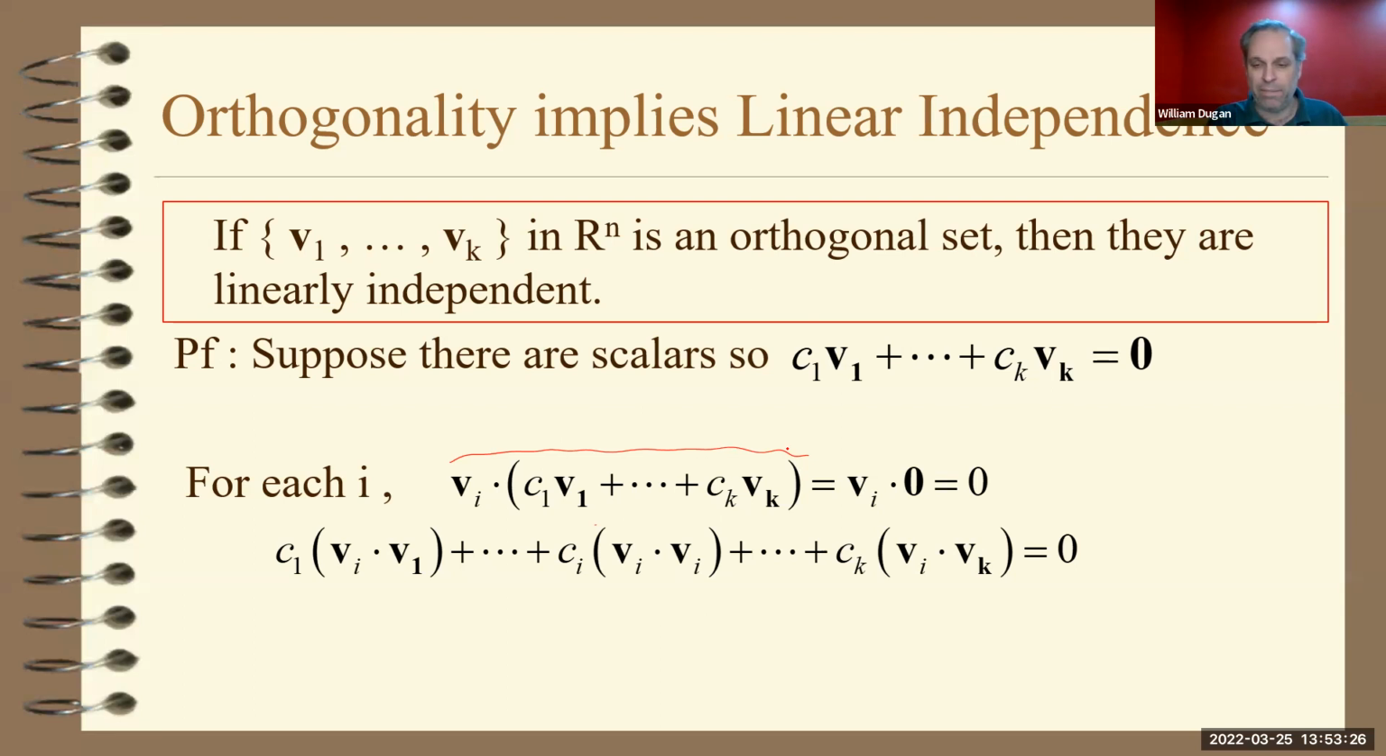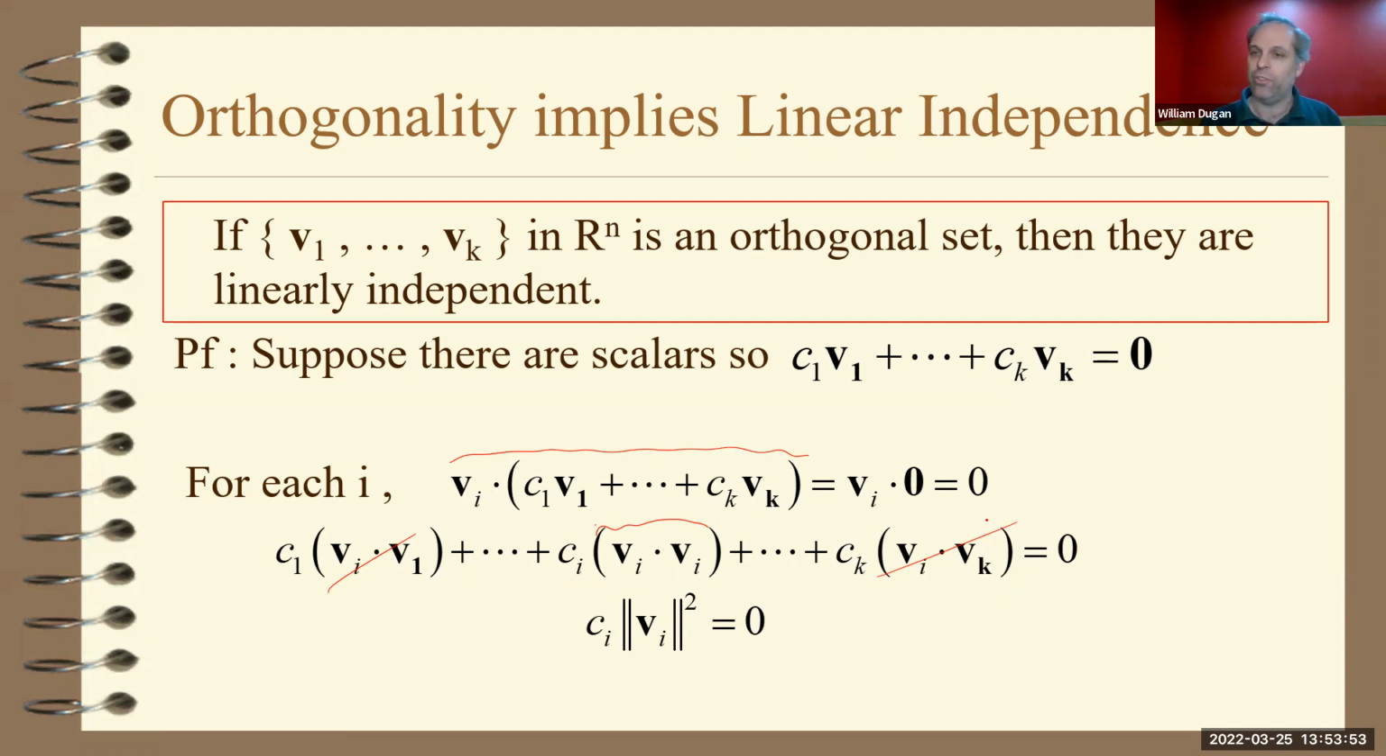So out of the left-hand side, there's actually only one dot product that matters. And it's this one, the one that's right here in the middle. All the other dot products would be 0. But vi dotted with itself is just the length of the vector squared. So the left-hand side just collapses completely to be ci times the length of the vector vi squared.